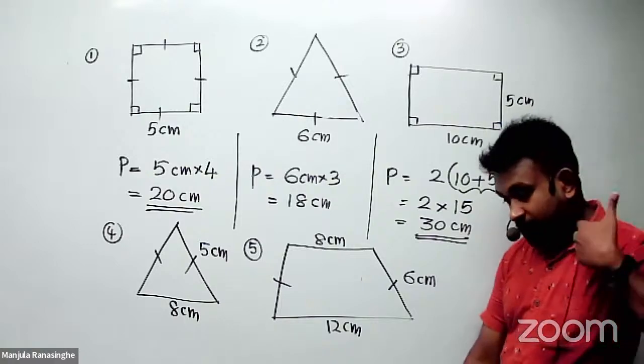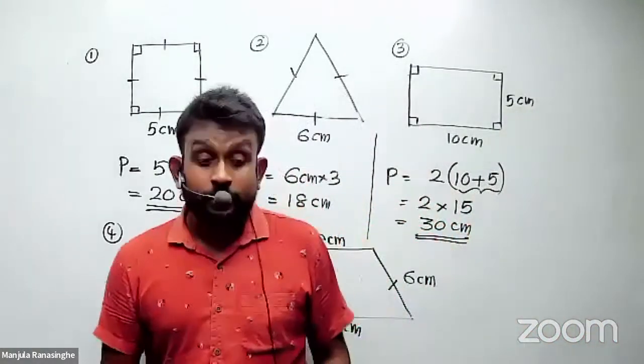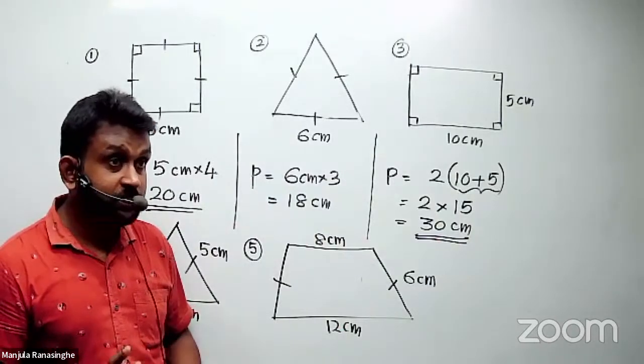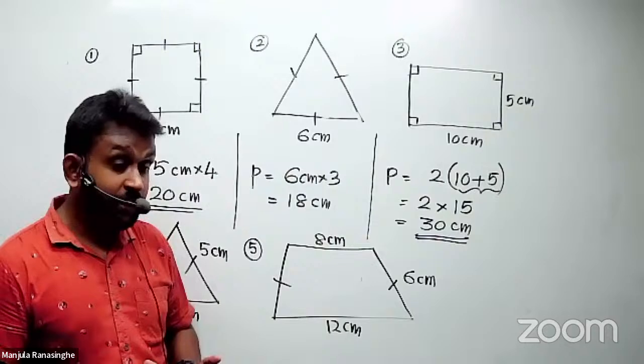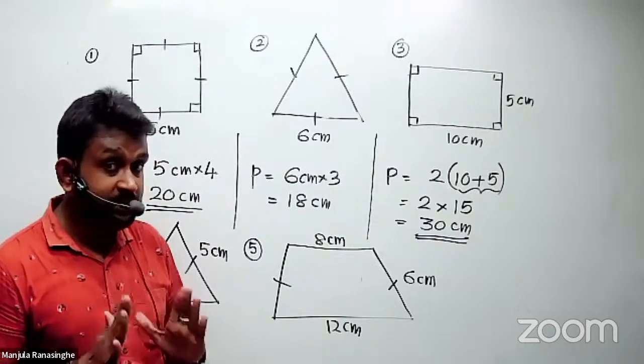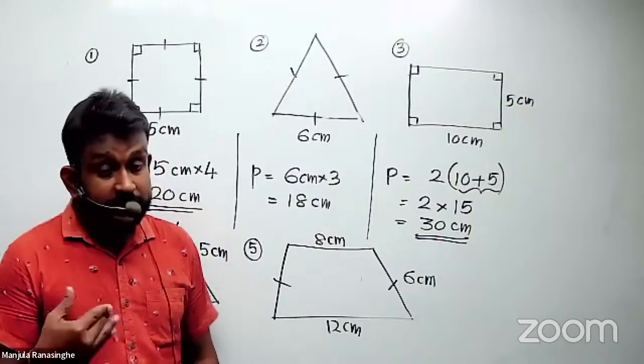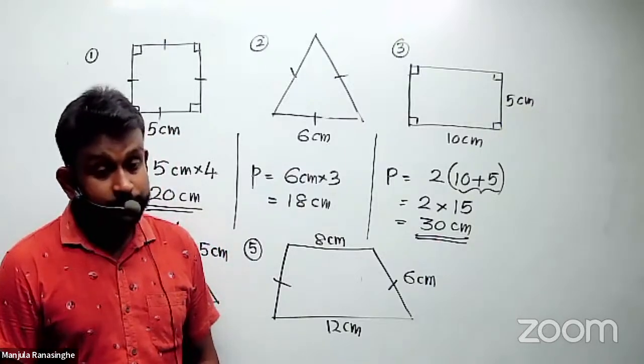Right. So while you are writing, listen to me. Always the perimeter means the sum of the outer length. Right. So you are not running inside the length. So that is the very important concept.